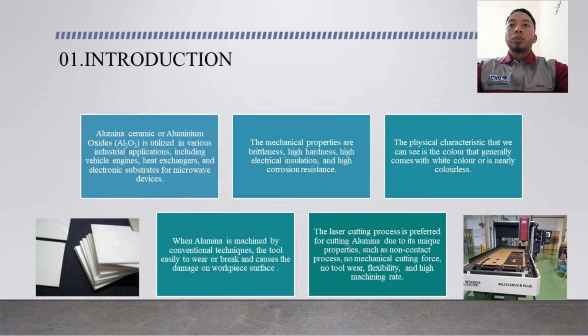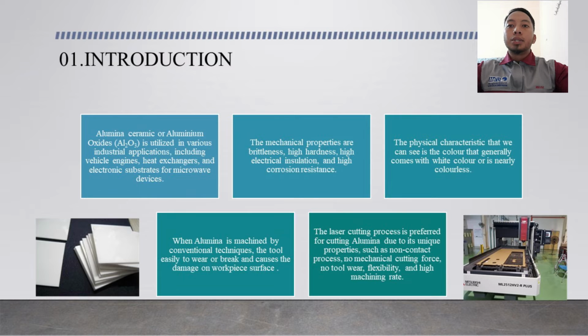Alumina ceramic or aluminum oxide is utilized in various industrial applications including vehicle engine, heat exchanger, and electronic substrate for microwave device. The mechanical properties are brittleness, high hardness, high electrical insulation, and high corrosion resistance. The physical characteristic that we can see is the color, which generally is white and nearly colorless.